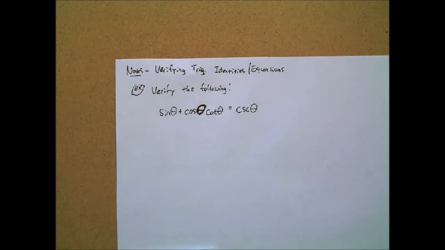So here's our equation. Sine theta plus cosine theta times cotangent theta equals cosecant theta. Now, our goal here is to show that these two things are equal. So we need to manipulate.